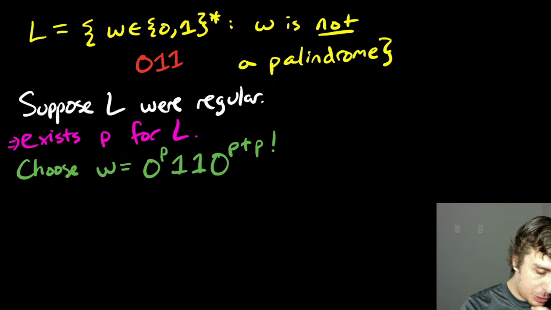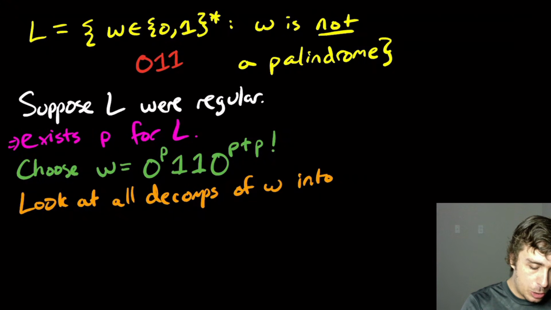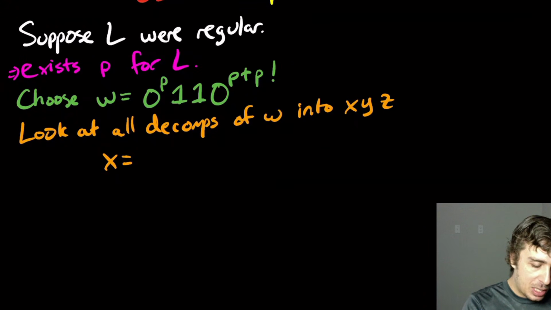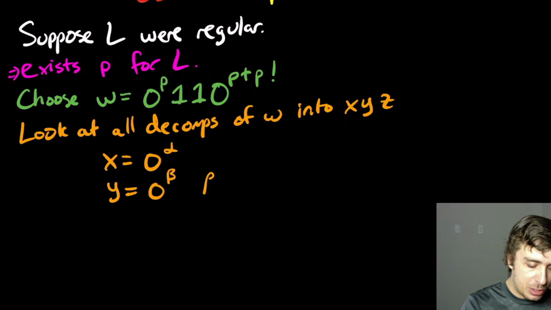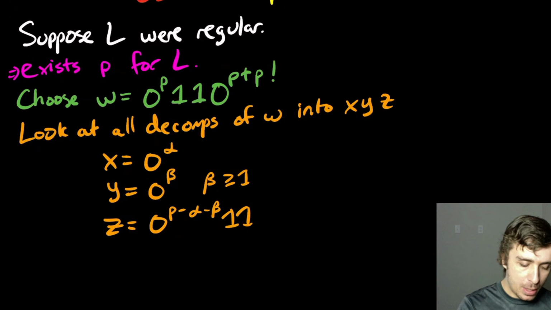Okay, so let's look at all decompositions of W into X, Y, and Z according to the rules. X is going to be some number of zeros in this case. Y is going to be some number of zeros in this case also, because the first P characters are 0, and that's one of the rules. And Z is going to be the whole rest of the string. So P minus alpha minus beta, that's the amount left, the two 1s in the middle, and then 0 to the P plus P factorial.